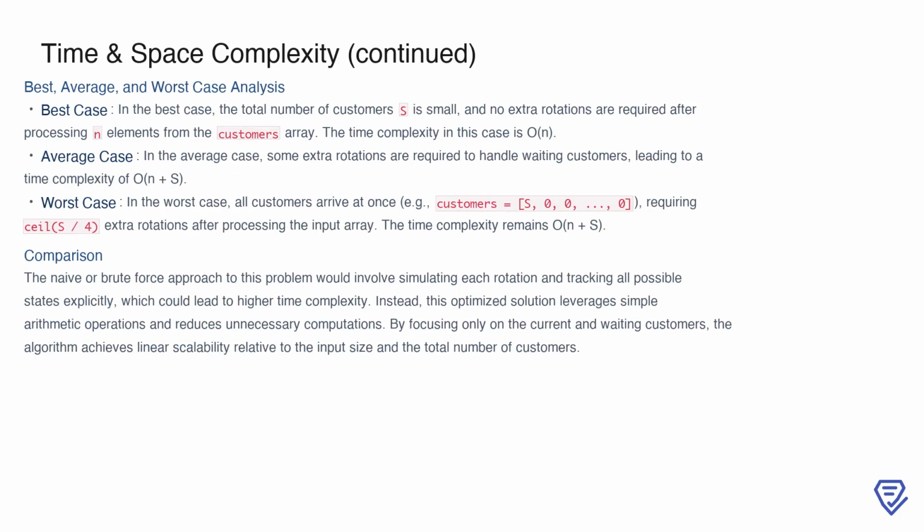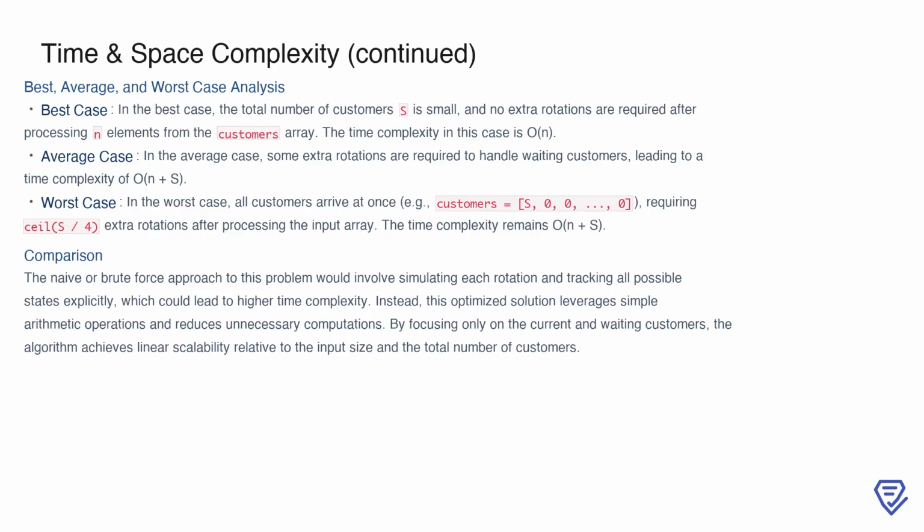Analyzing the algorithm further, we can differentiate its behavior across best, average, and worst case scenarios. In the best case, the total number of customers, S, is small, and no extra rotations are needed after processing the n groups in the customers array. Here, the time complexity is simply O(n). For the average case, some extra rotations are required to handle waiting customers, leading to a time complexity of O(n + S). The worst case occurs when all customers arrive at once, such as in an input like [S, 0, 0, 0].